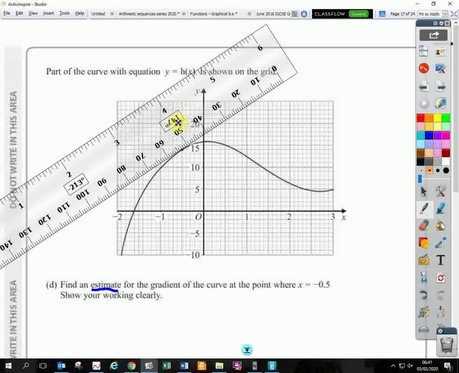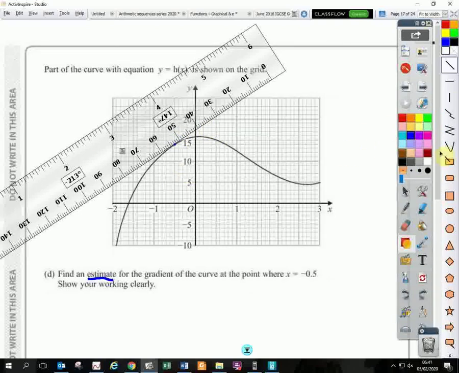Okay. Something a bit like this. Yeah. So it's obviously a lot easier for you to do it with the ruler against the question. So what you need to do, just line your ruler up like this and draw a tangent so it touches the curve at that one point only. So let's have a go on here. I'll try.